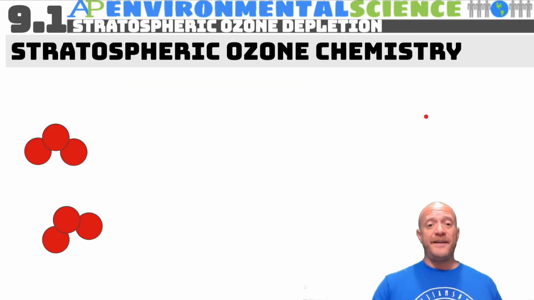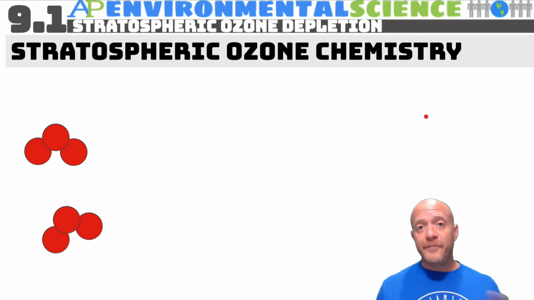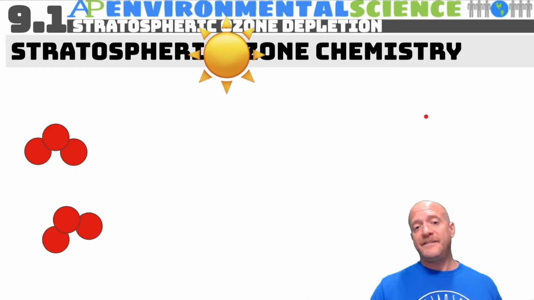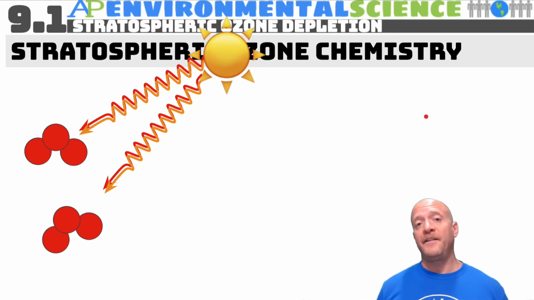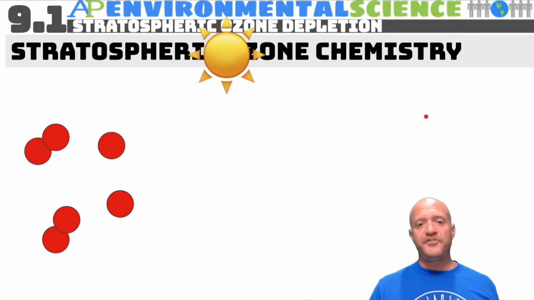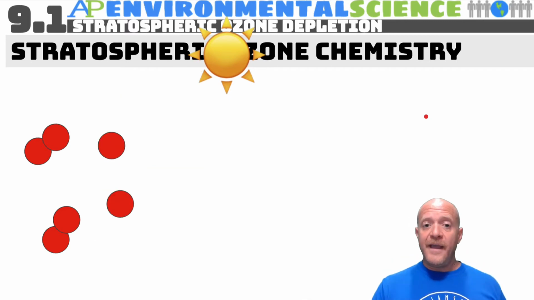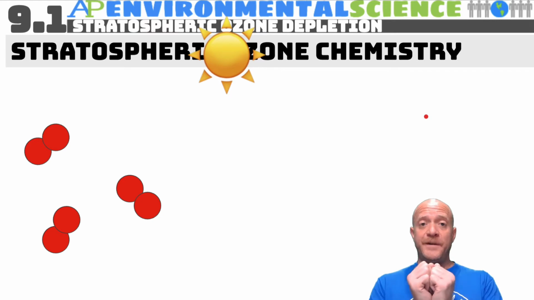So, some of the chemistry. Remember that ozone is not a very stable molecule, so it just takes a little bit of energy and it's going to break apart. Sunlight has ultraviolet B and C, and the energy from those ultraviolet rays is received by the ozone molecule, gives it a little jolt, and they break off the oxygen. Those are called oxygen radicals.